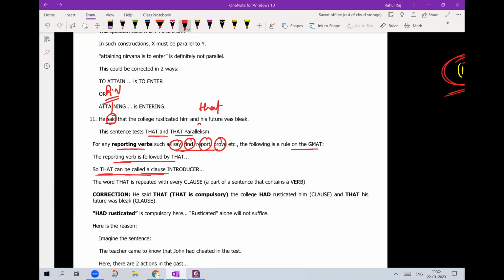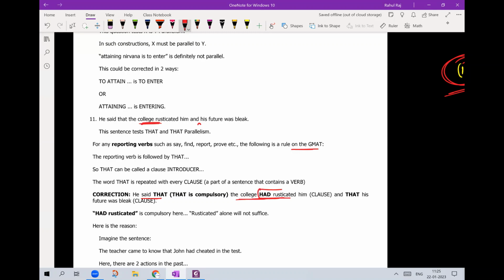Clause introducer means every clause in a sentence should start with that. The word that is repeated with every clause. Now, guys, look into the correction of the sentence. It says, he said that college had rusticated him. Now, there is one thing more wrong, had rusticated.